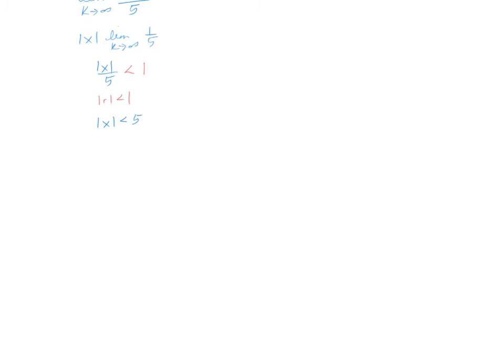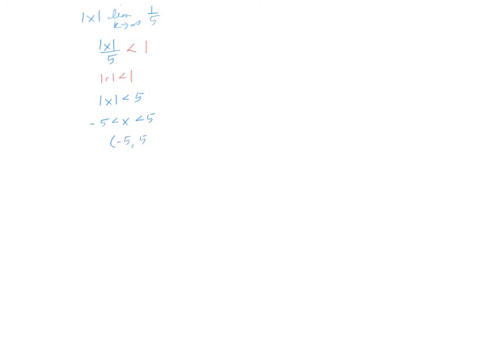So the possible interval of convergence would be -5 to 5, or in interval notation, parentheses -5 to 5. But this is just a possible interval of convergence. I still need to check the endpoints.